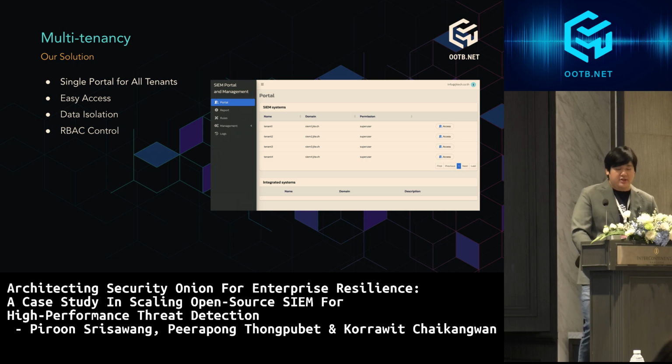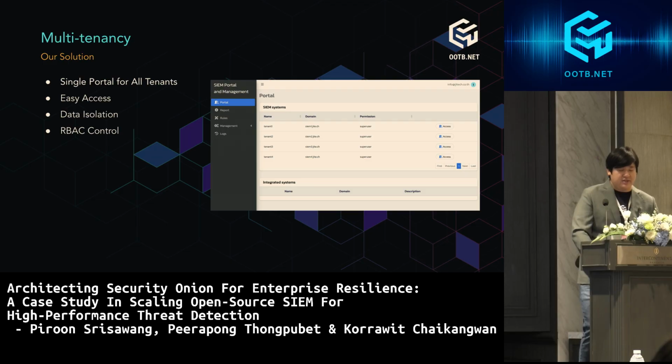Users don't need to jump between the different systems. Instead, they access everything through a unified entry point, easy access. Log in once, then immediately reach the dashboard they are authorized to use.